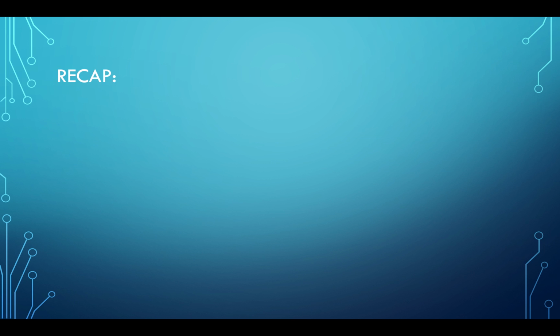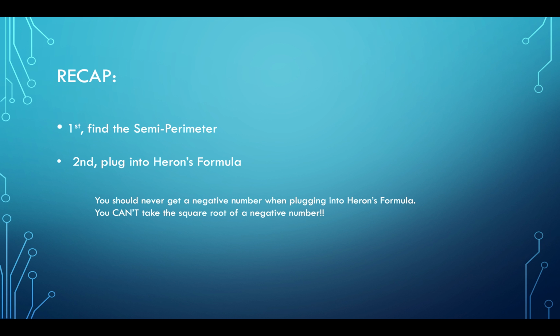So as a little recap, when we have 3 sides and absolutely no angles given, your first step is you're going to have to find the semi-perimeter. Once we find our semi-perimeter, we're going to plug everything that we know into Heron's formula. So you're going to know your S, and then we're going to know our 3 sides. You should never get a negative number when plugging into Heron's formula. Why? Because we can't take the square root of a negative number.